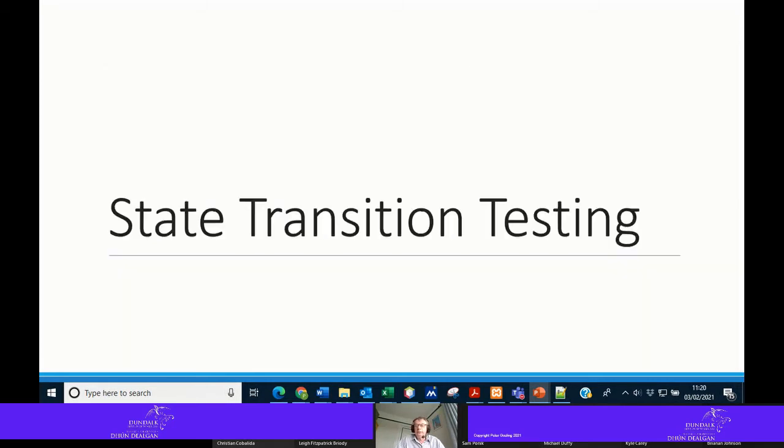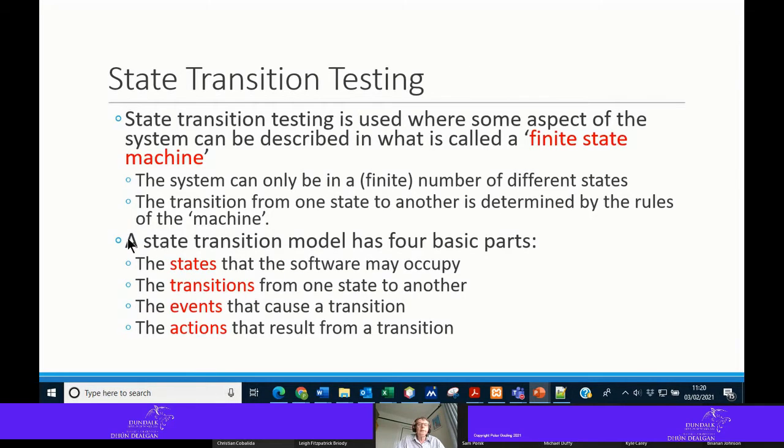State transition testing then. State transition testing is used when some aspect of the system can be described in what is called a finite state machine. So the system can only be in a finite number of different states, a known number of different states. Transition from one state to another is determined by the rules of the machine.